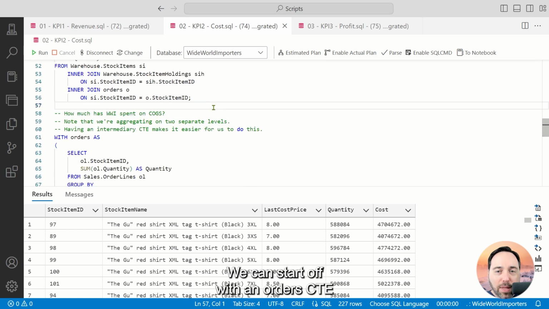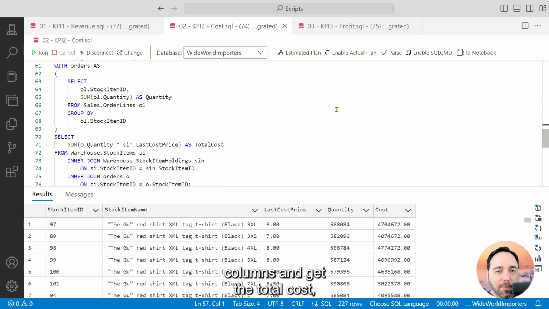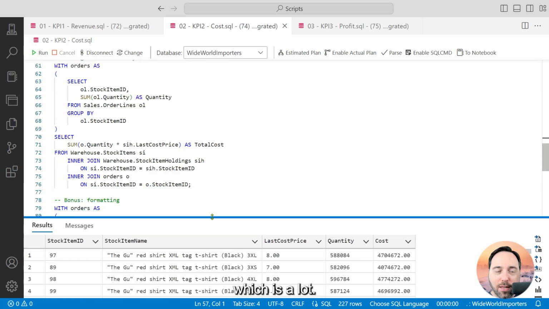We can start off with an orders CTE just like before. We can join our orders to stock items and stock item holdings like we did in the prior query. But because I've already aggregated order line quantities in the common table expression, I can aggregate again without any columns and get the total cost, which is a lot.